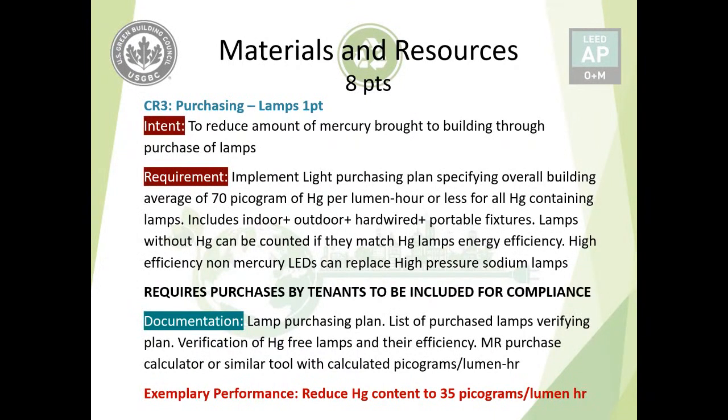Exemplary performance can be earned for 1 point if the mercury content is halved from the allowable, which is 70 for the credit, and if it can be reduced to 35 picograms per luminaire, an additional point can be earned for exemplary performance.